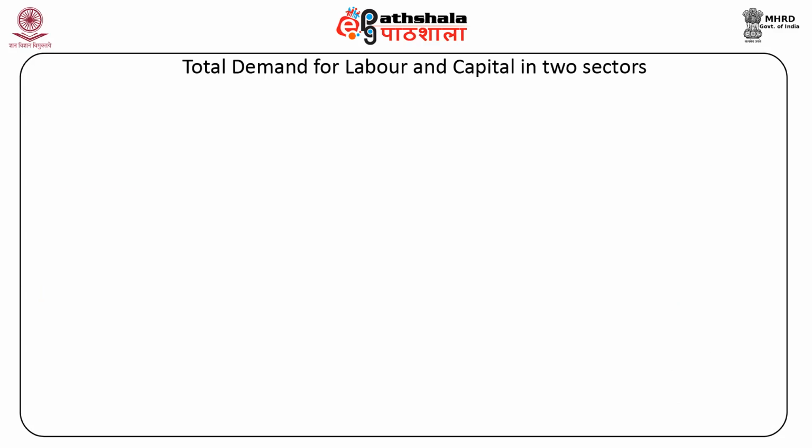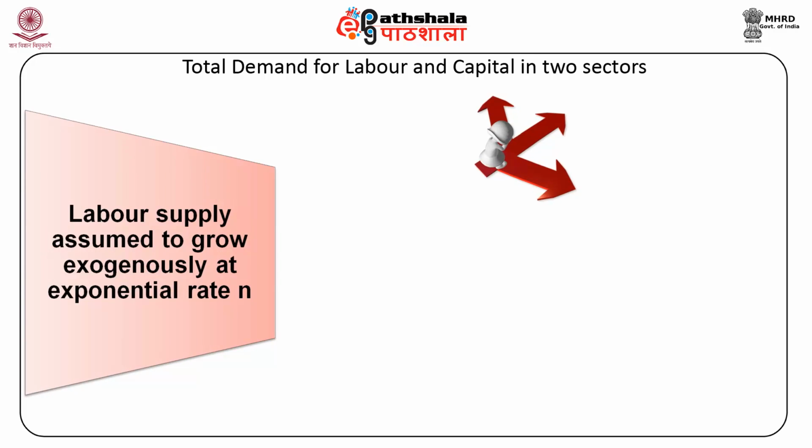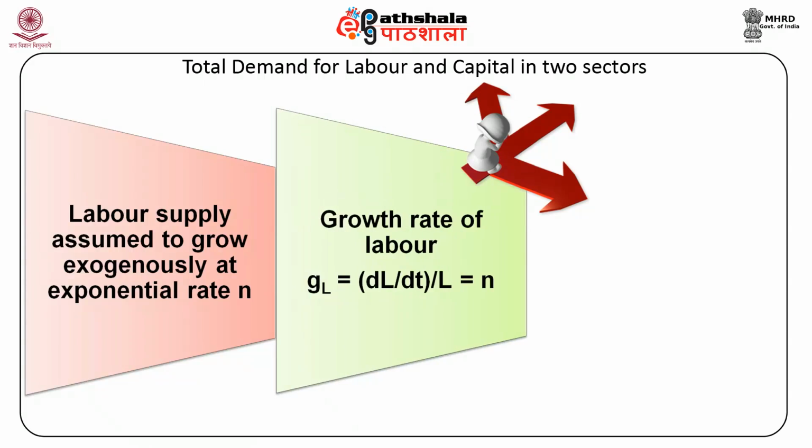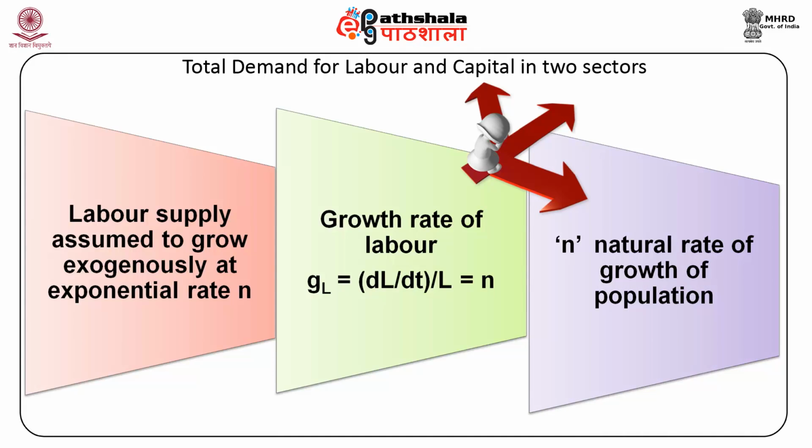Further, labor supply is assumed to grow exogenously at the exponential rate n. Thus, the growth rate of labor, GL, is equal to the derivative of L with respect to T divided by L, which is equal to n, where n is the natural rate of growth of population.